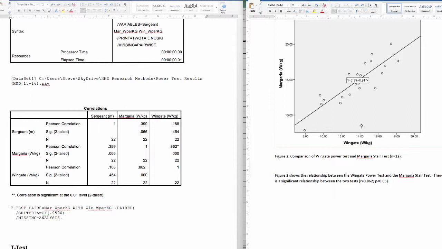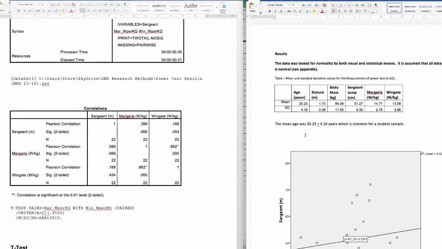So if you go out in the field and you do find a flight of stairs, then you could do the Margarita stair test. But going back to that first table, table 1, you notice that the Margarita stair test has a score of 14.71 and the Wingate has 13.58.